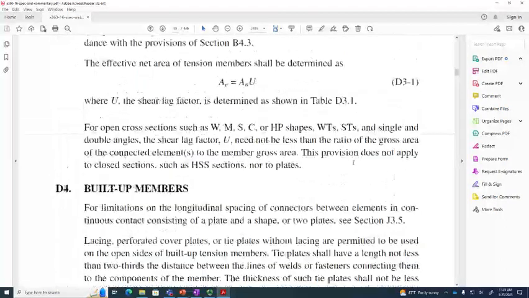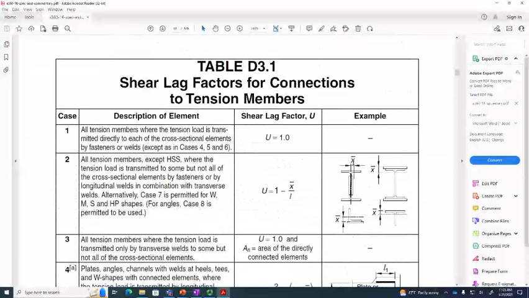I'm pretty close. So we're on 16.1-30. Okay. So remember what we do is we start at the very top and we just go case by case and see how many cases apply to our situation. So does case 1 apply to our problem? You're shaking your head no. Why? Let's remember what case 1 is. Case 1 says all tension members where the load is transmitted directly to each of the cross-sectional elements by fasteners or welds. Is that the case on this problem?